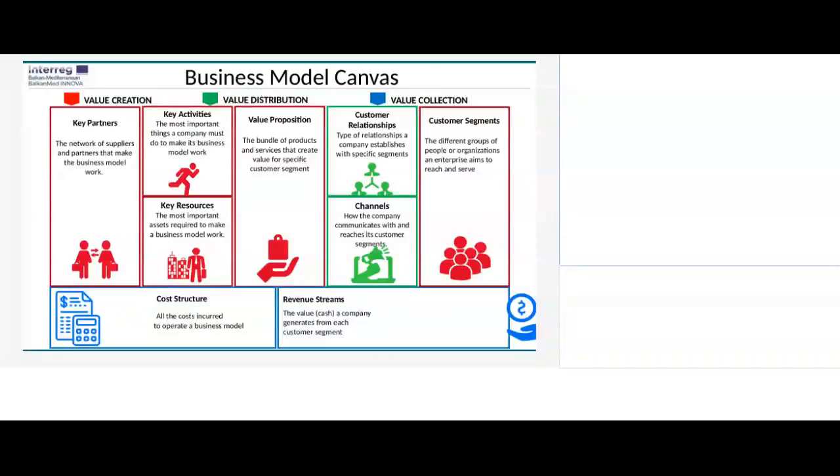Because if you see the textbook, Business Model Generation by Osterwalder and Pigneur, you would realize that the business model canvas is distributed into these 3 things: the value creation, the value distribution, and the value collection. And this is also how you bind it with the definition of the business model that Osterwalder and Pigneur give, which says that a business model is how the company creates value, distributes value, and collects value.